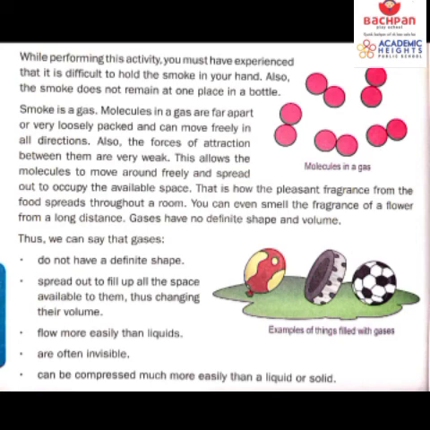So what is the conclusion that we have? The gases do not have a definite shape, spread out to fill all the space that is available for them, change their volume very easily, flow more easily than liquids, are almost invisible, and they can be compressed much more easily than a liquid or a solid.